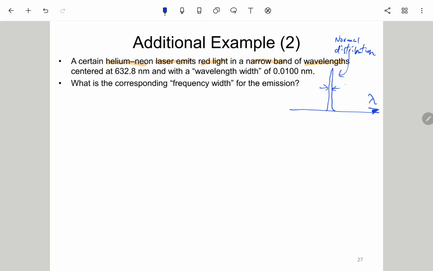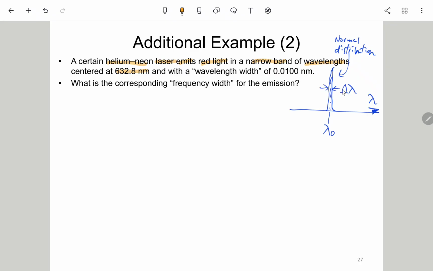This narrow bandwidth, we call it the delta lambda. Okay, so here it says that this very narrow band of wavelength, this is the center. We may call it lambda 0. Lambda 0 is actually this value, 632.8 nanometer, and with a wavelength width. The wavelength width is 0.01 nanometer. So this is the width.